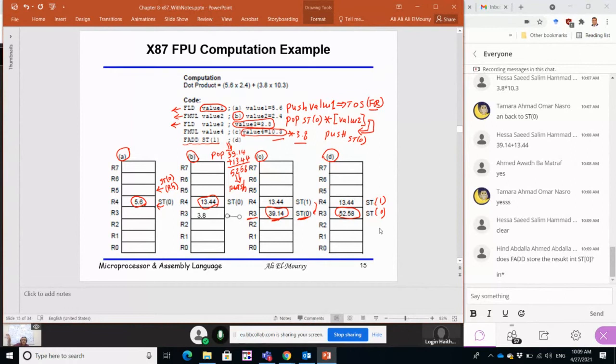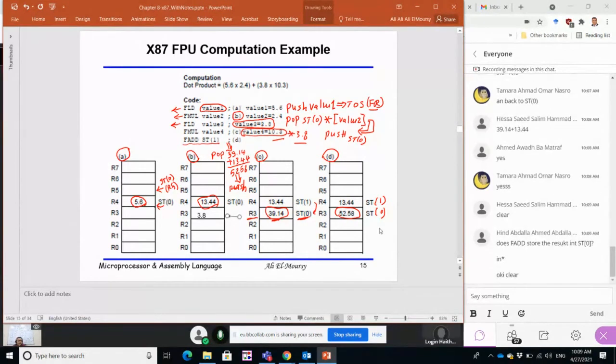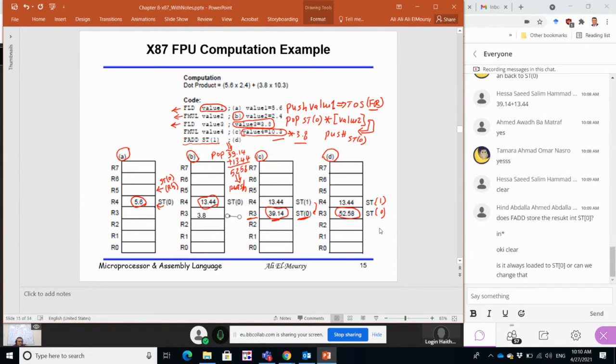Exactly, because it will pop the ST0, add the value of ST1 and push back into ST0. Agreed? Each mathematical instruction has pop and push, pop and push. Only the load instruction has only push, only the store instruction has only pop. And all the other instructions involve pop, then push.